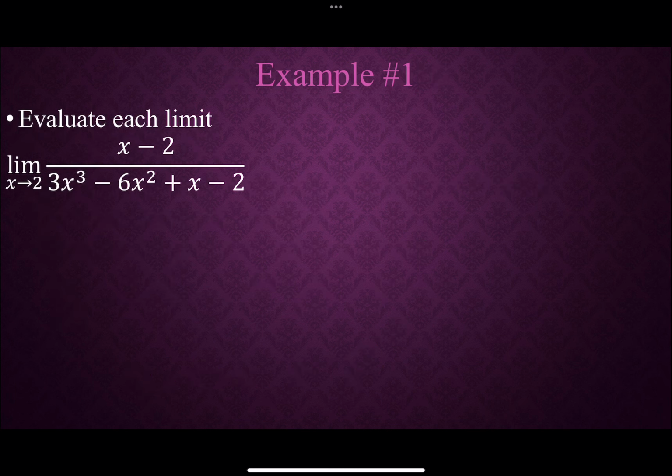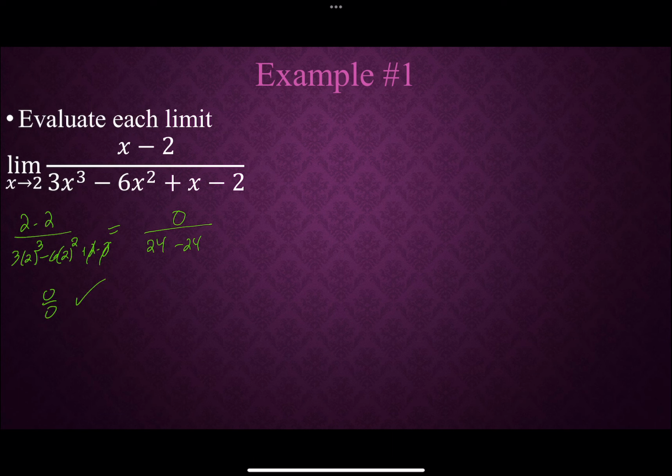All right, so we're going to do a couple examples using this. So first thing we do is we're substituting into this. So we have 2 minus 2 up top, 3 times 2 cubed minus 6 times 2 squared plus 2 minus 2. We get a 0 up top. The 2 minus 2 will cancel each other. 2 cubed is 8 times 3 is 24. 2 squared is 4 times 6 is 24. We again get 0 over 0, so it's good to go.